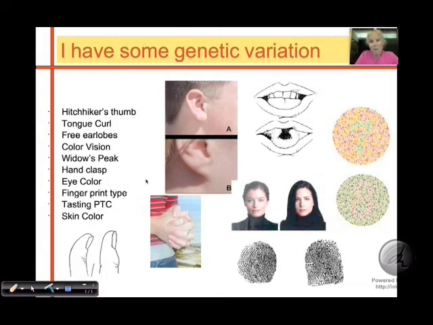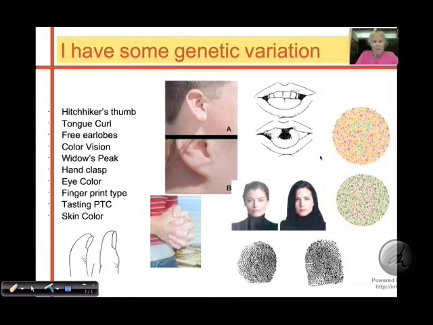Yes, if you look around the room, you can describe all kinds of things. Do I have an attached earlobe or a free earlobe? Can I roll my tongue? Do I have a widow's peak? Do I have a hitchhiker's thumb? But all these things that I'm mentioning are really very superficial kinds of differences.